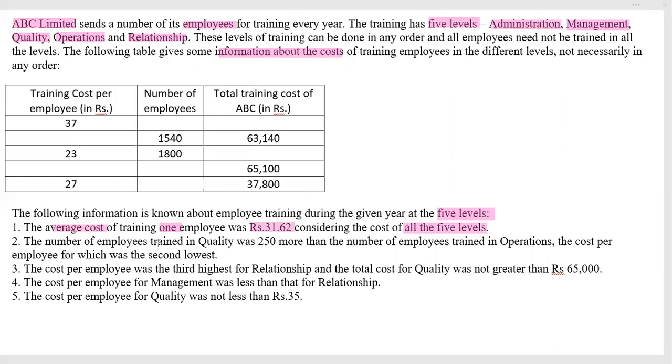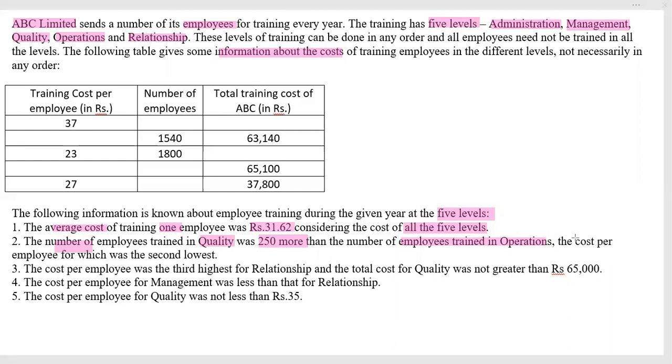The number of employees trained in quality was 250 more than the number of employees trained in operation. Okay. Quality is 250 more than the number of employees in operation.